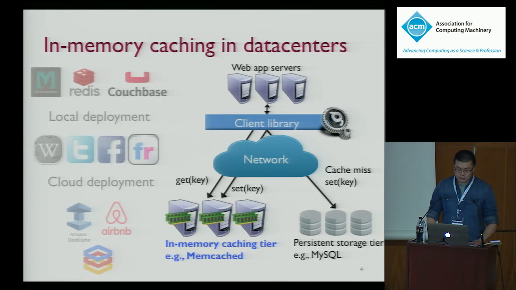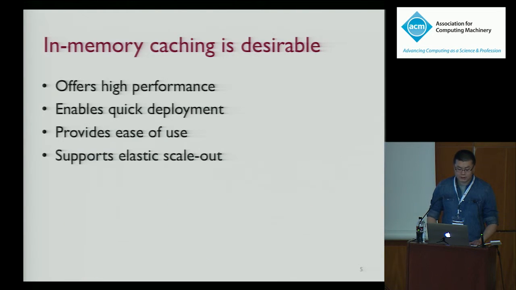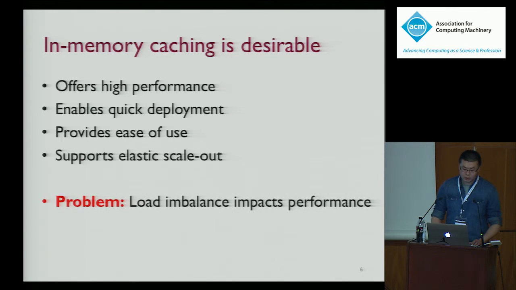Well, in-memory caching is so popular because it has several desirable features. It provides high-performance caching, enabling rates of millions of queries per second. It's also pretty easy to use and deploy. And in the cloud setting, it even supports elastic scale-out features. However, one plague that affects the overall resource efficiency of the memory caching system is the access load imbalance, where the distribution of the load affects performance.